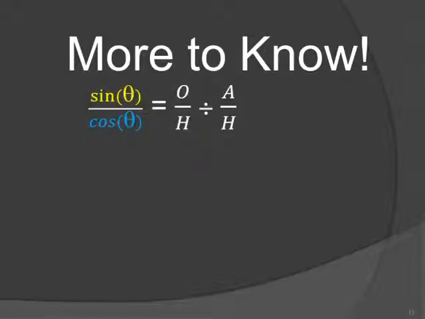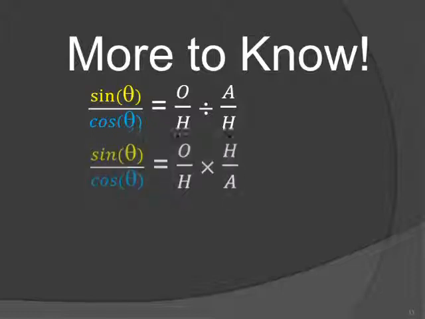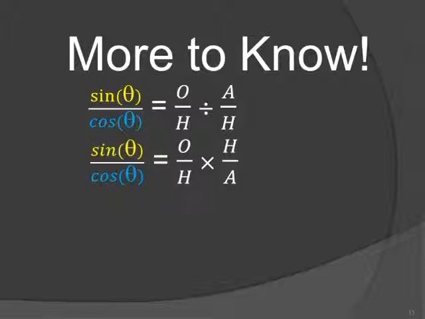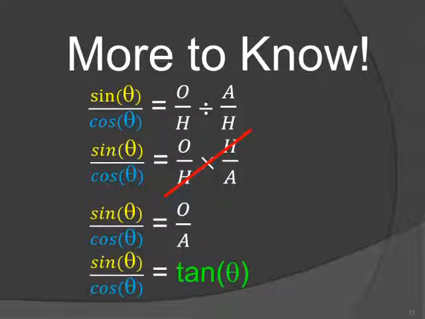Let's consider sine of theta divided by cos of theta. When we put this in, that's O over H divided by A over H. Now you know when dividing fractions, you keep the first one the same, turn the divide into a times, and flip the other one upside down. So we get something that looks like this. So sine theta over cos theta is equal to O over H times H over A. But we can cancel the H's. So sine theta over cos theta is O over A. And if we think about it, that's exactly what tan is. So in other words, tan theta is sine theta divided by cos theta.